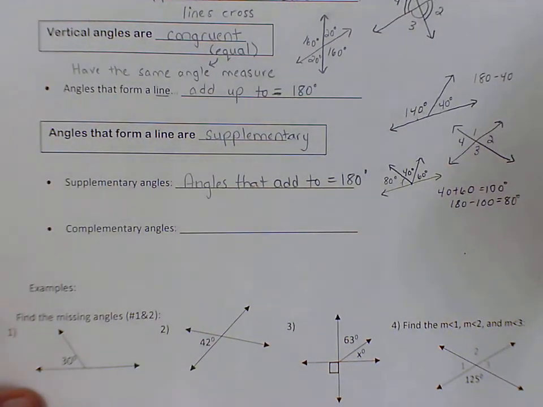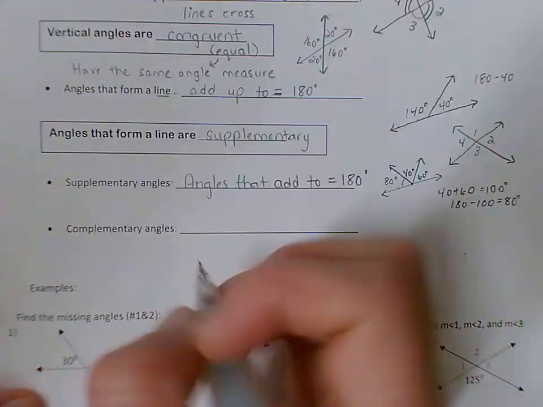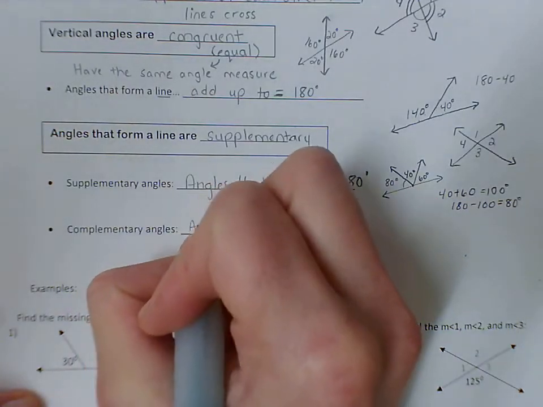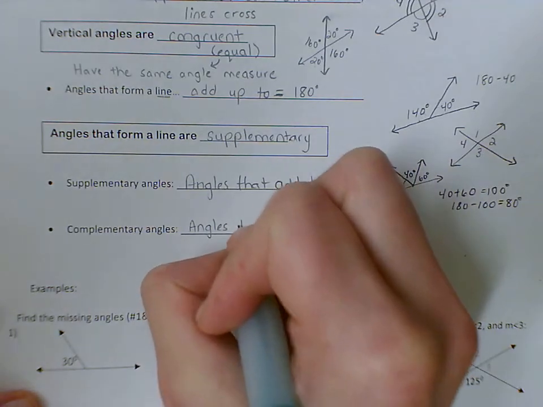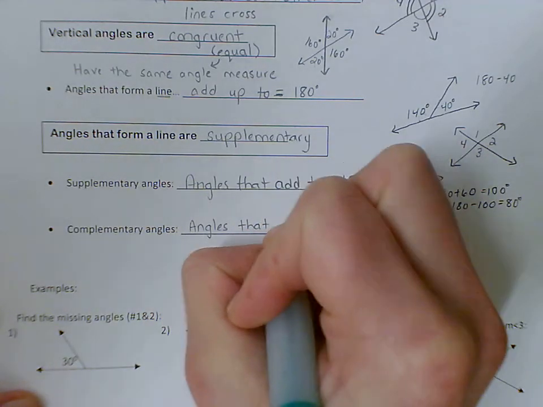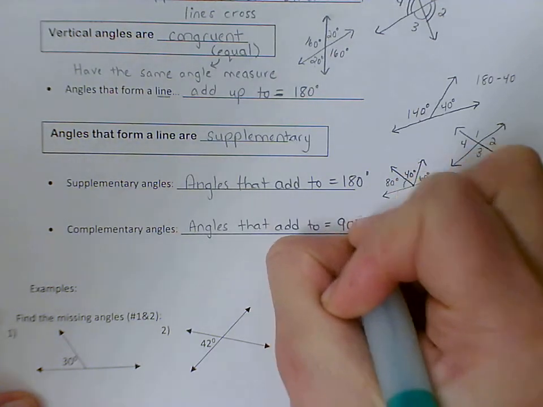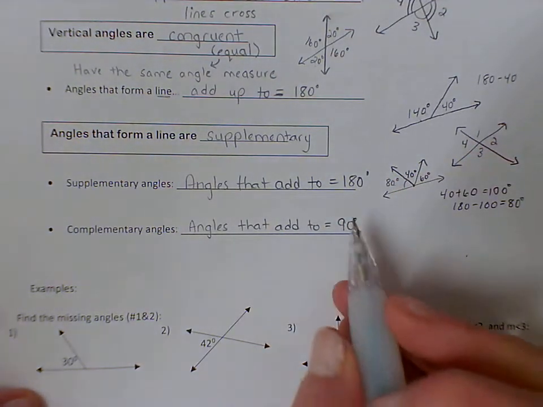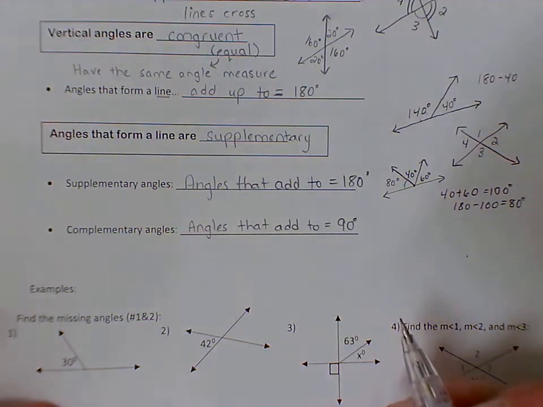Another type of angle that might come up is what's called complementary angles. So complementary angles are angles that add to equal 90 degrees. Okay, so similar idea, but now the complementary ones are going to add to equal 90.